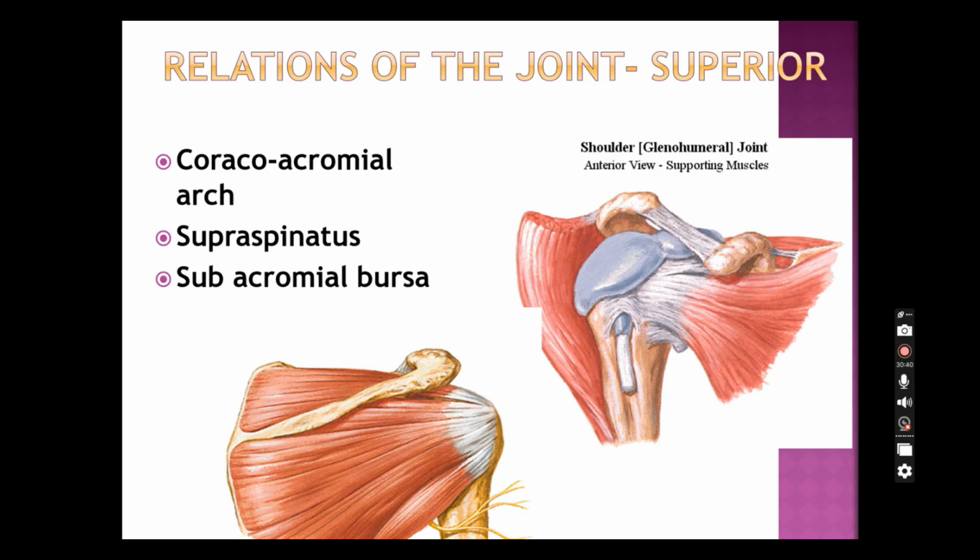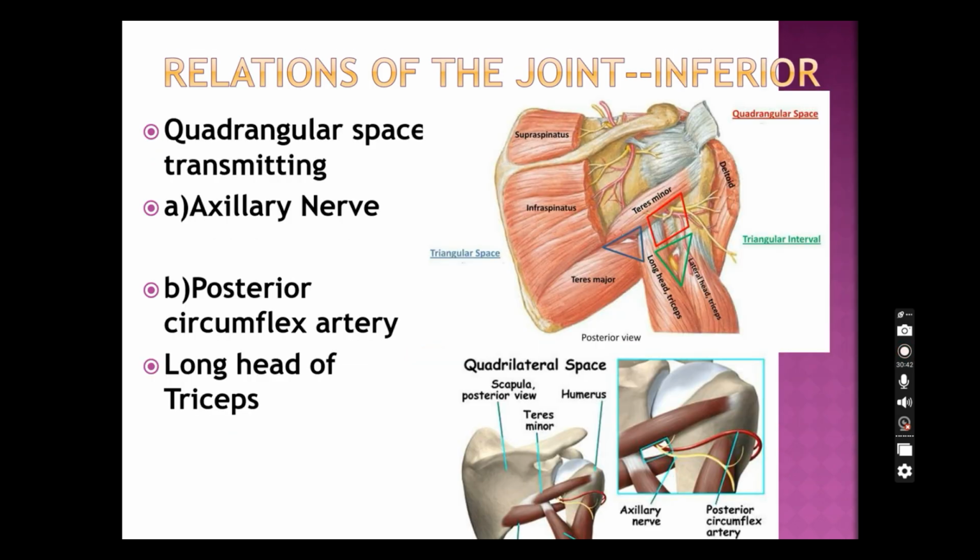Now the inferior relation. What is there below it? We have two things here. The quadrangular space. Teres minor anyway makes the posterior relation. Below it, here, this space. This is the surgical neck of the humerus.